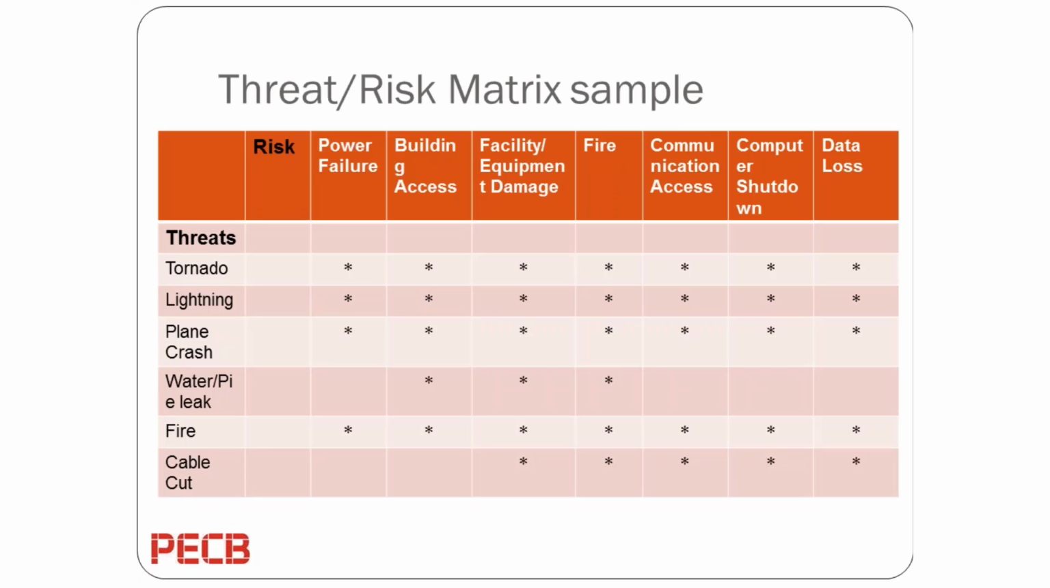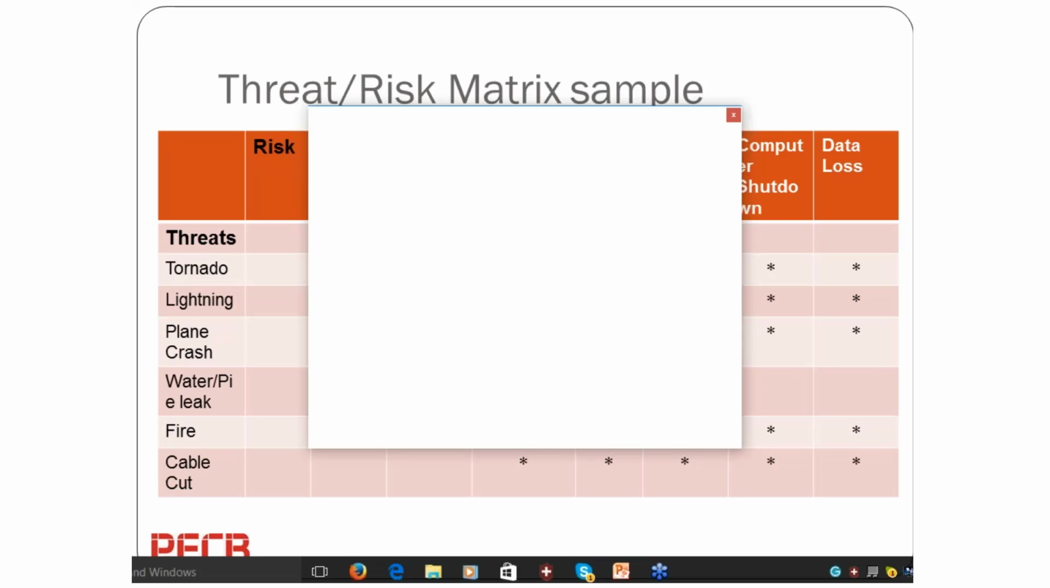All right, that's it. Now the risks on this chart are all highlighted on the rows, the first row in the chart, while you have the threats on the first column. For example, you have risks like power failure, unauthorized access to building, and facility equipment damage, fire, and communication assets cut off, computer shut down, and so on and so forth.